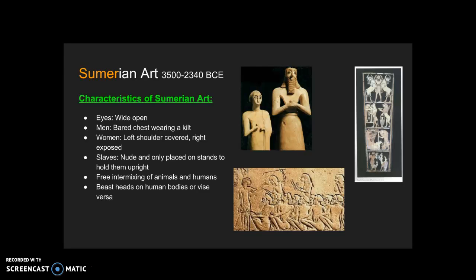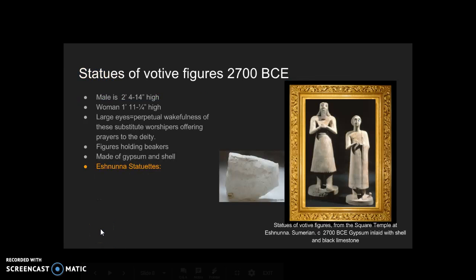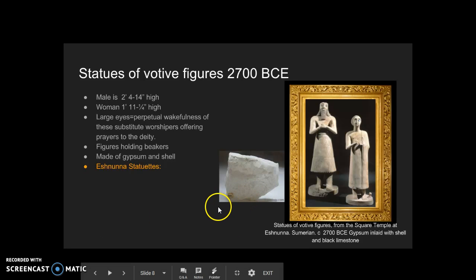So if we're looking at the next one, which is the Ashuna sculptures, or Ashuna votives. These statues, we've got male, women, we have children. They have very large eyes. Look at those big round eyes. Those eyes symbolize perpetual wakefulness. They were used for worshipers to come and give offerings to the deities. They say votive sculptures because they're holding little cups in their hands right there. They're holding little beakers. It's made of gypsum and shell, and these are the Ashuna statuettes.